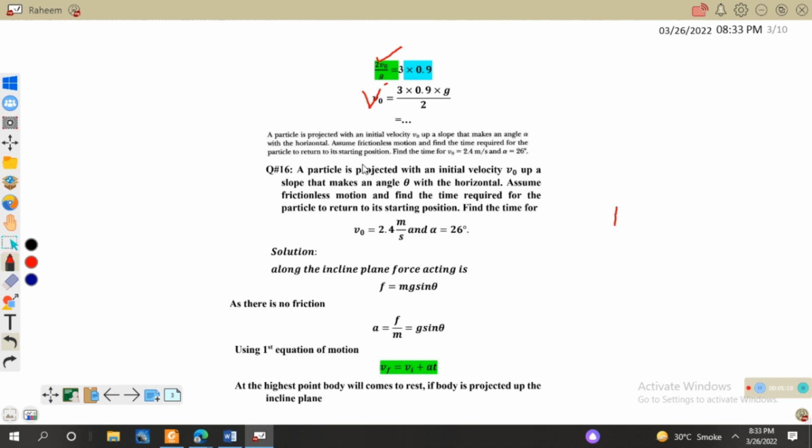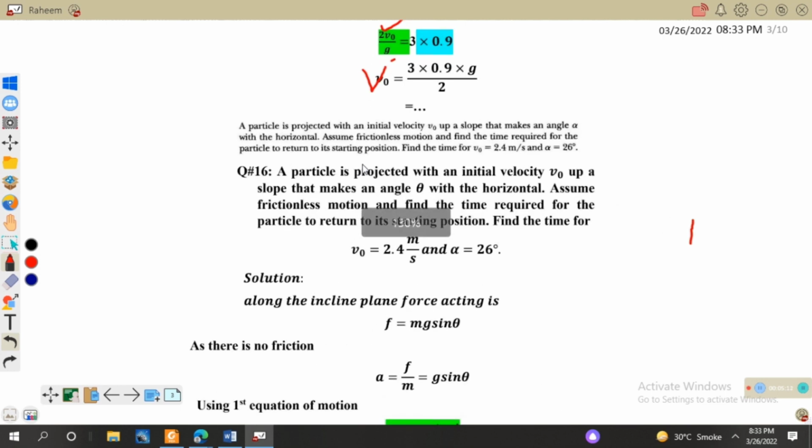Another question is: a particle is projected with initial velocity v0 up a slope that makes an angle theta with the horizontal. Assume frictionless motion and find the time required for the projectile particle to return to its starting point. Find the time for this data also.